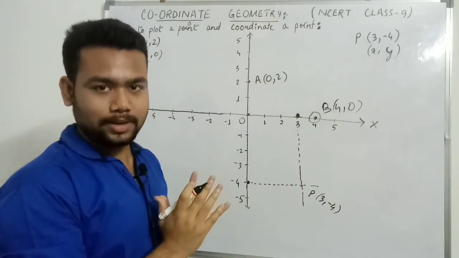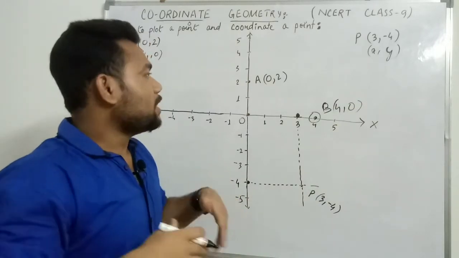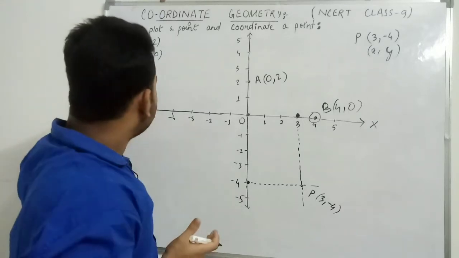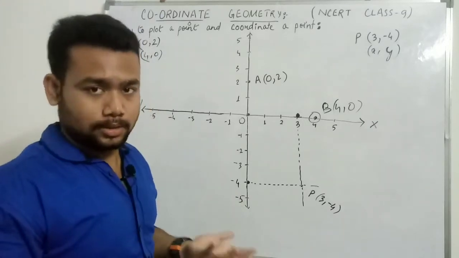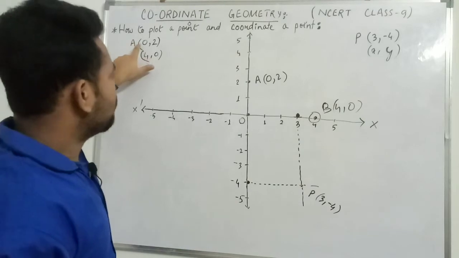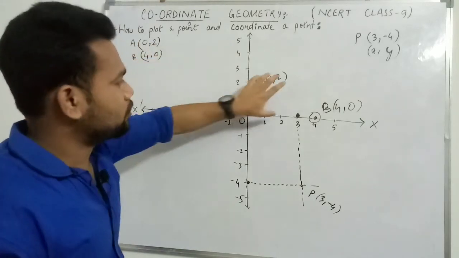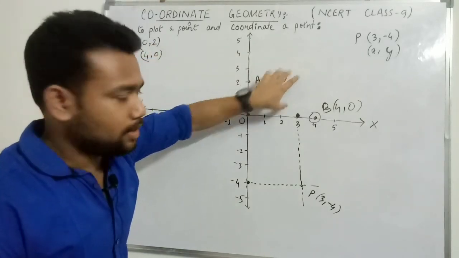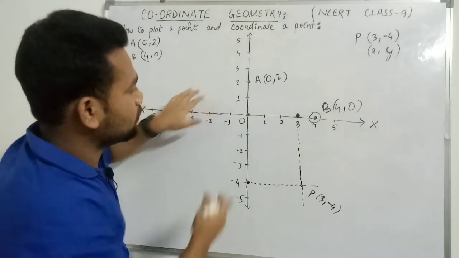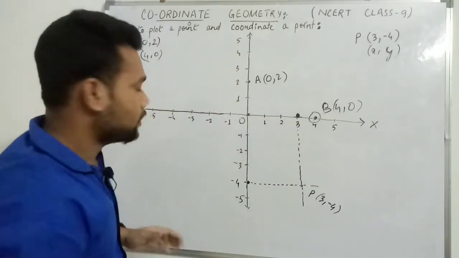It's an easy work, right? And secondly, teacher may also ask you that this point lies in what quadrant? 0, 2. 0 is positive, 2 is positive. So obviously this will lie in first quadrant, right? Here the x takes the positive values and y takes the positive values. Got it?